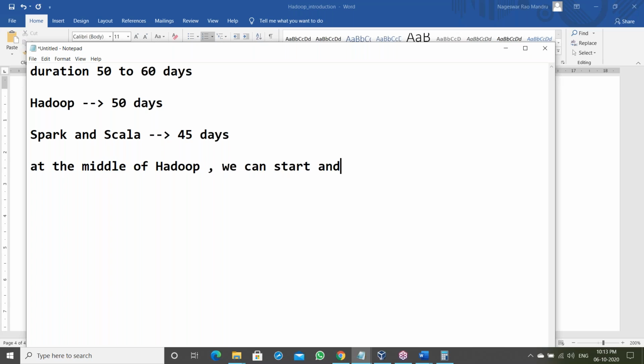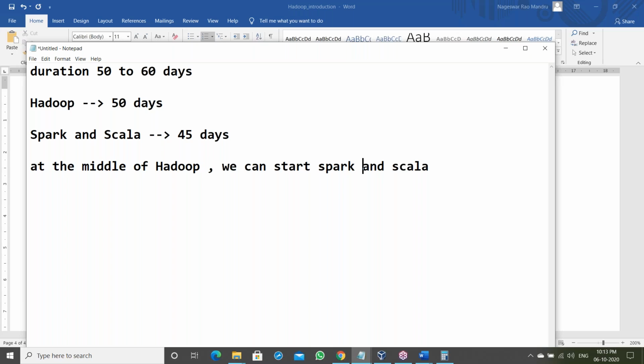We can start Spark and Scala because 50% of Hadoop knowledge, meaning HDFS knowledge, is enough to understand Spark and Scala. At the beginning, learn all of HDFS. For the first 3 weeks, big data and HDFS knowledge is enough for Spark and Scala. So after finishing 3 weeks, you can start Spark and Scala in parallel also.